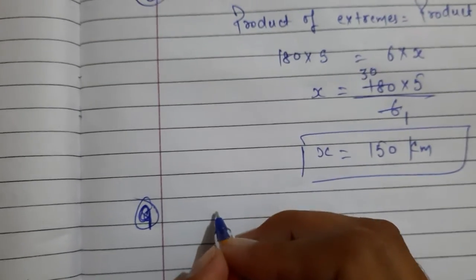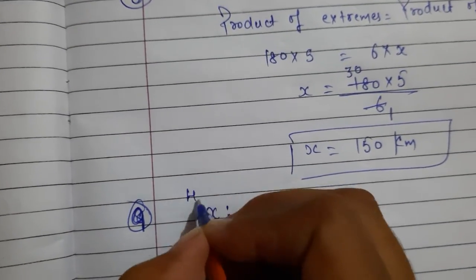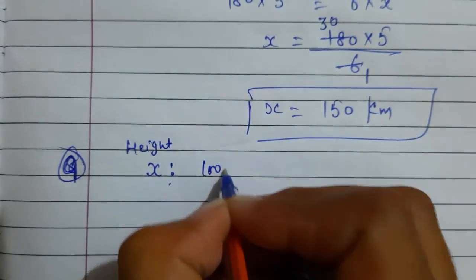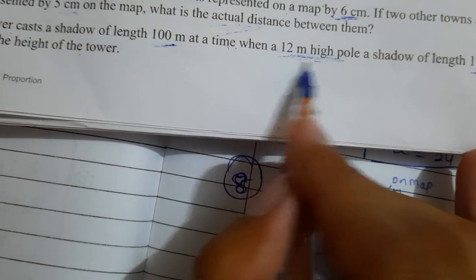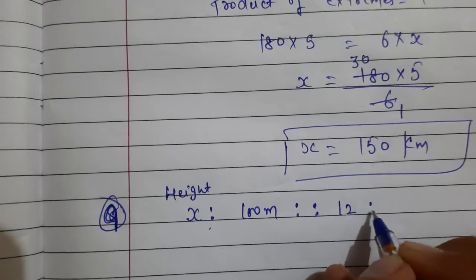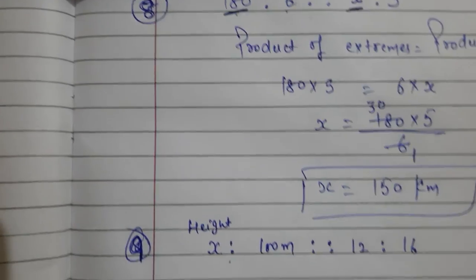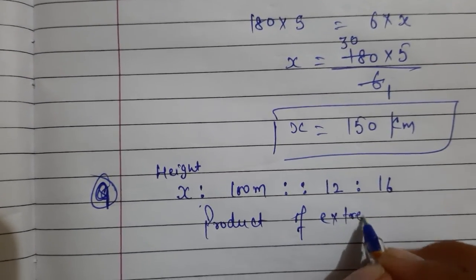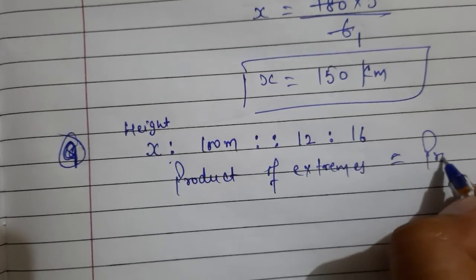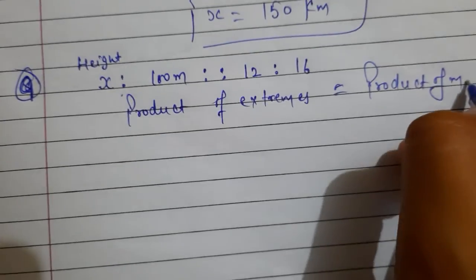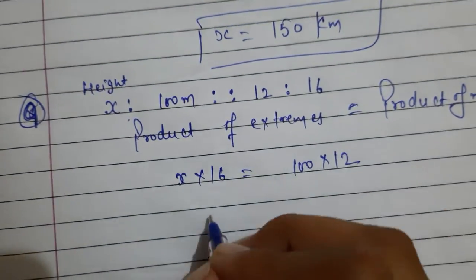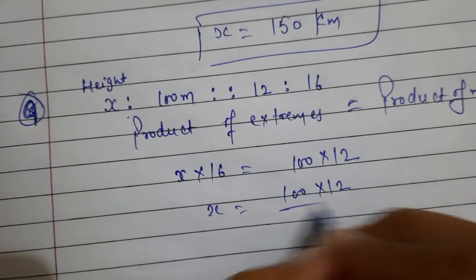First of all, we let the height of the tower be x. This is the height of the tower x, so its shadow is 100 meters. Then the proportion sign. Then they said one pole is there whose height is 12 meters, and its shadow is 16. Now you can do product of extremes equal to product of means. So what will we do? X into 16 is equal to 100 into 12. X is equal to 100 into 12 upon 16.